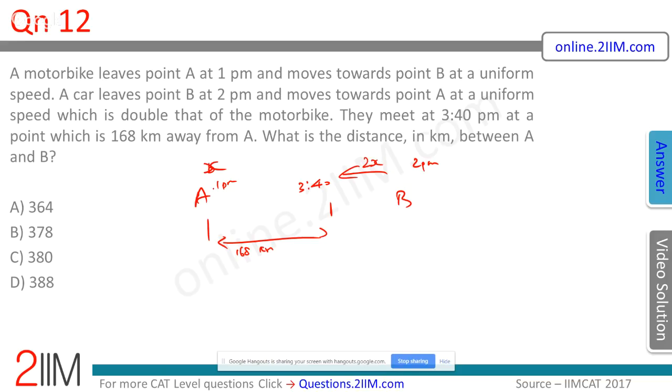So the bike travels for 2 hours and 40 minutes, and the car travels for 1 hour and 40 minutes. The bike leaves at 1 p.m. and the car at 2 p.m., and they meet at 3:40 p.m., 168 kilometers from A. The bike travels 2 hours 40 minutes, which is 8 by 3 hours. The car travels for only 5 by 3 hours.